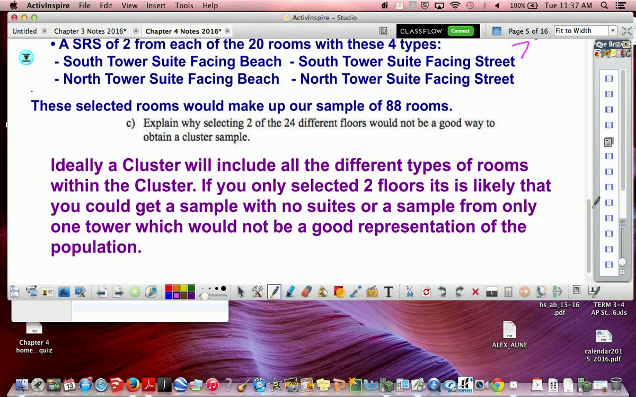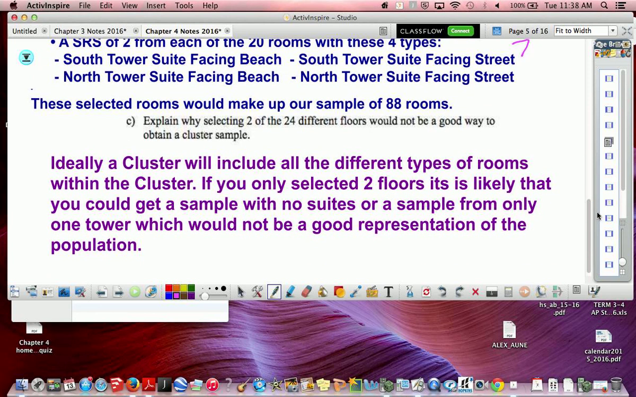So, all right. So ideally, what we wanted to note here is that when you cluster, you want to include all the different types of rooms within your cluster. So if you only selected 2 floors, it's likely you could get a sample with no suites or a sample from only 1 tower. That's not going to be a good representation of your population. Okay. So your sample's not going to mirror your population.